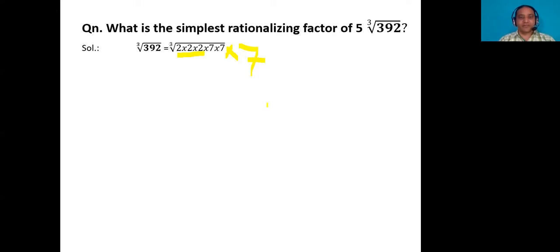You understand that? Here there is 2 raised to power 3, but the power of 7 is 2 only.